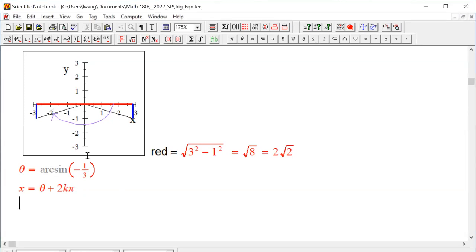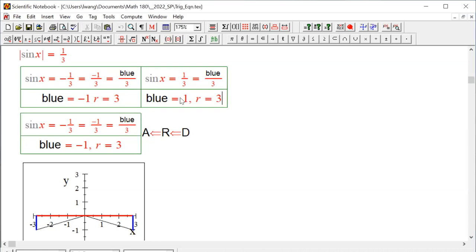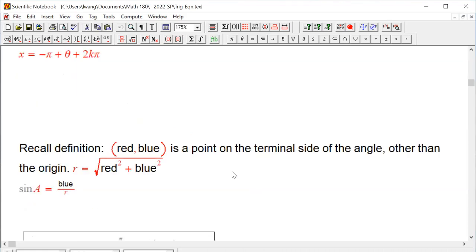Okay, so the next one will be x equals negative pi plus theta, and then plus 2k pi, okay? Or you can measure counterclockwise. So to represent solutions for these two, we got the solutions over here. Okay, these two solutions. How about for 1/3? 1/3 can be done in similar manner.